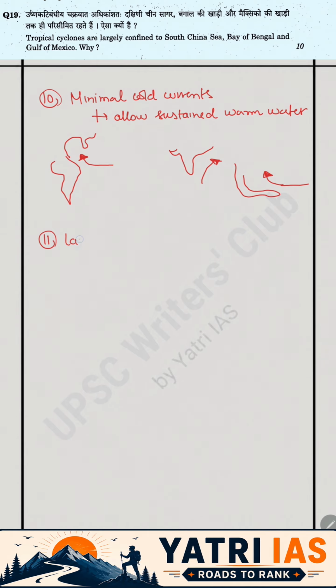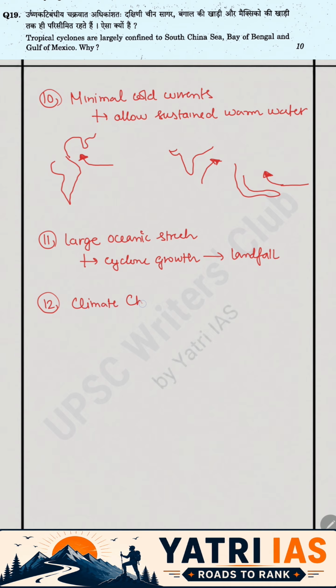Then you would mention these bodies are large oceanic stretches. These bodies are very large, so this helps in cyclonic growth. Cyclonic growth takes place before landfall. Then at the end, you could also mention intensification due to climate change and global warming is also one such reason for these phenomena.